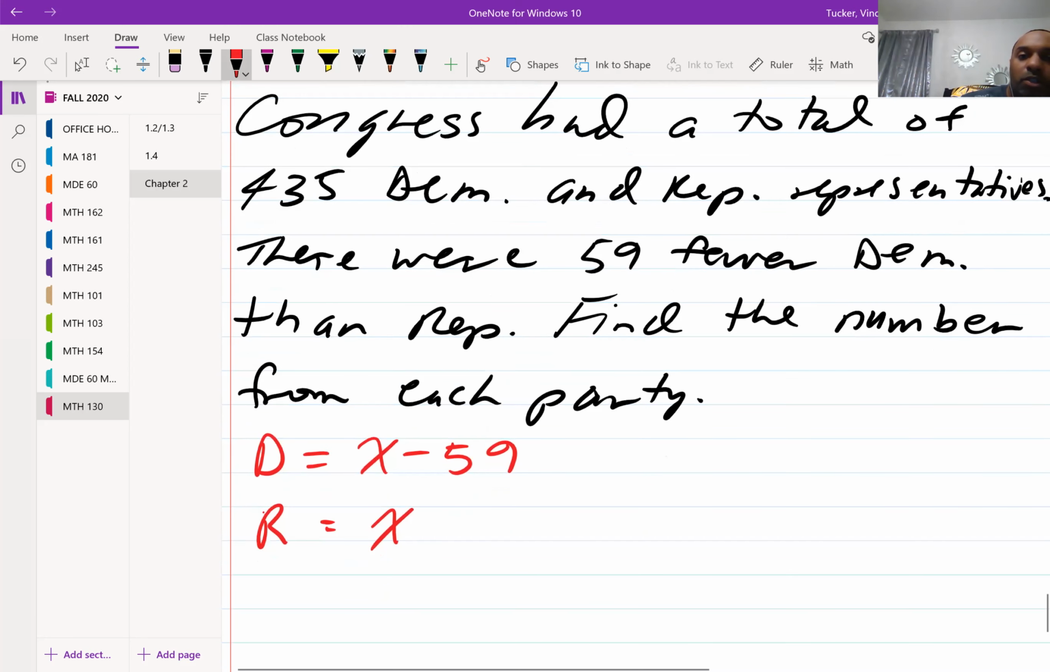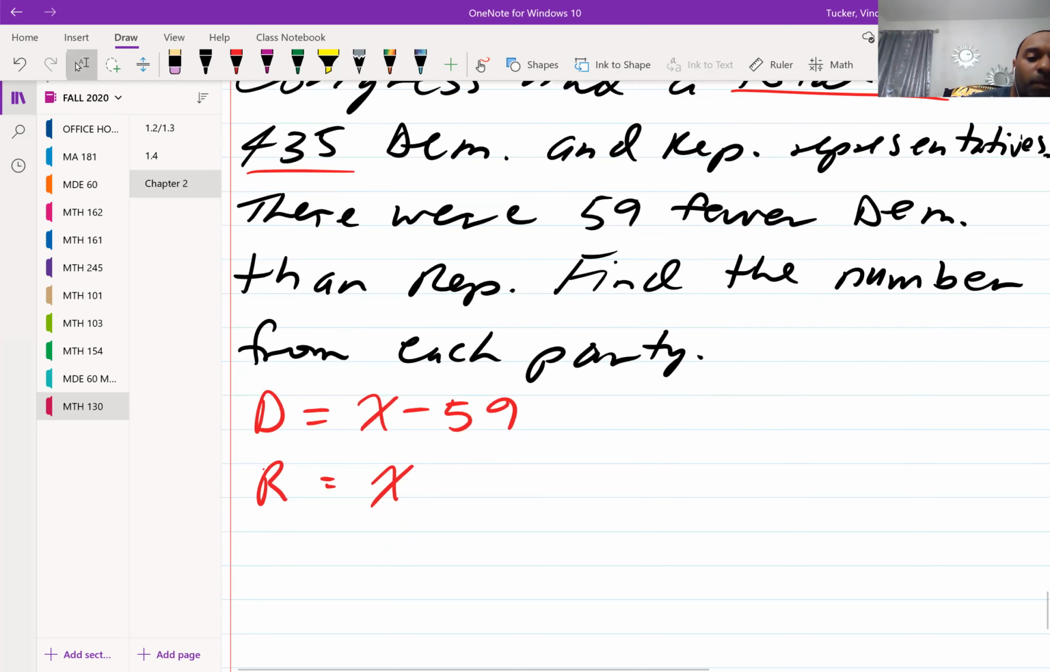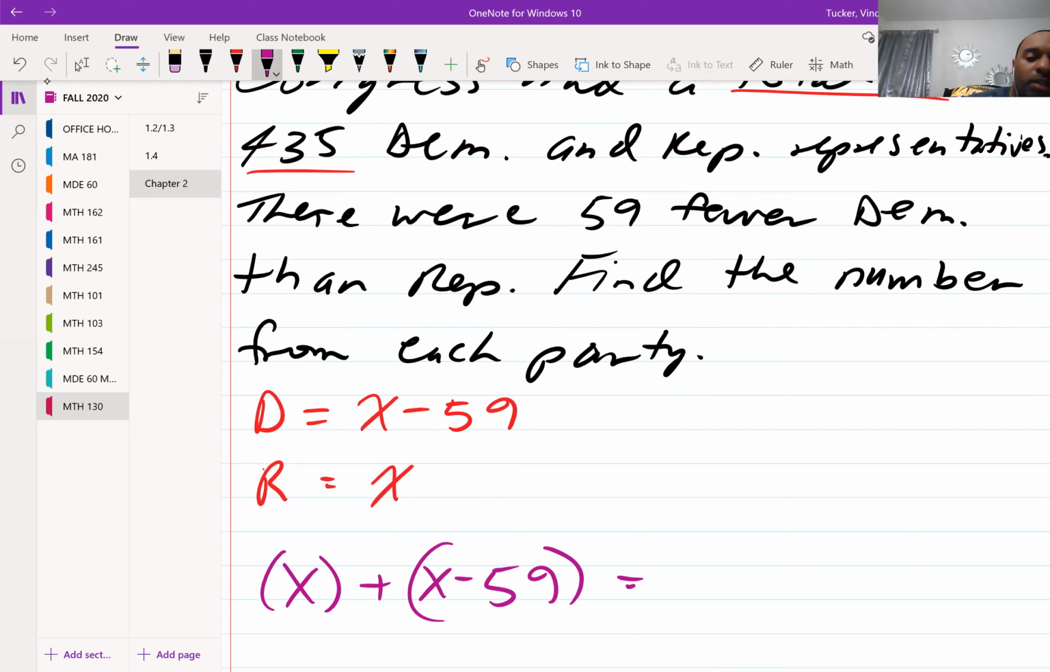All right. So now there was a total of 435 in Congress altogether. So that means X plus X minus 59 is equal to 435. Your Republicans plus your Democrats is equal to 435.